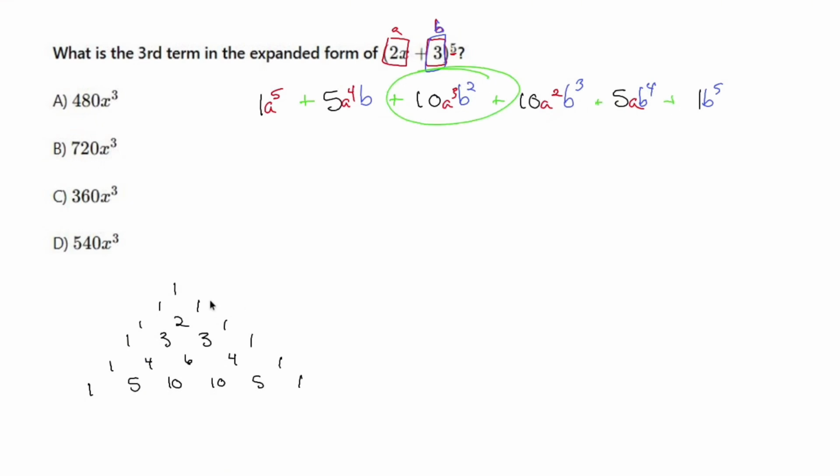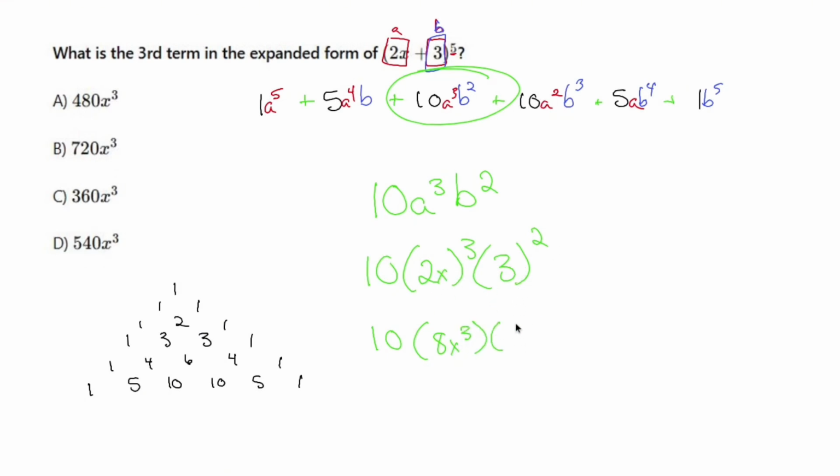We only have to find the third term. So the third term is going to be 10a cubed b squared. We called a 2x, so 10 times 2x cubed, and we called b 3, so 3 squared. 10 is 10. 2 times 2 times 2 is 8. X times x times x is x to the third.